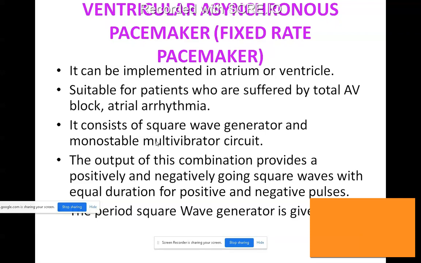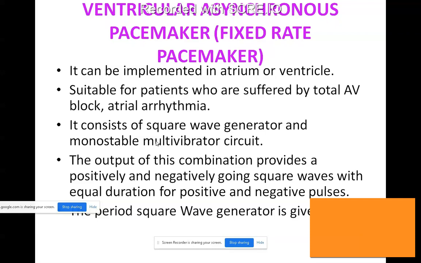So here, the square wave generation. A square wave generator and monostable multivibrator circuit will be used for generating the heart pulse. The square wave generator will generate square wave only. Square wave is nothing but pulse, and pulse is nothing but square wave. The monostable multivibrator also will generate the same pulse, that is square wave. So these two types of generator will be used for this type of pacemaker.